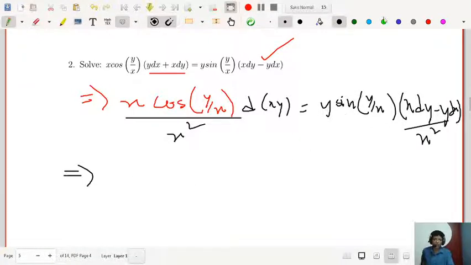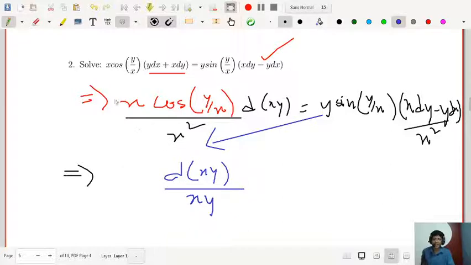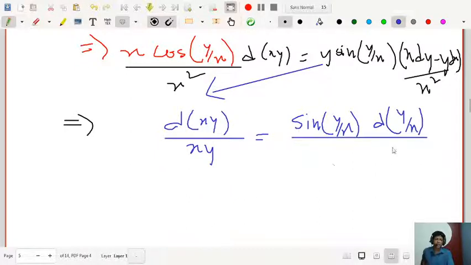And if you transpose this y to this side, it will be d of xy by xy, because the x gets cancelled in the numerator, and you have sine y by x, and this expression will give you d of y by x by cos y by x. So you have this side d of xy by xy, and this side sine y by x by cos y by x.